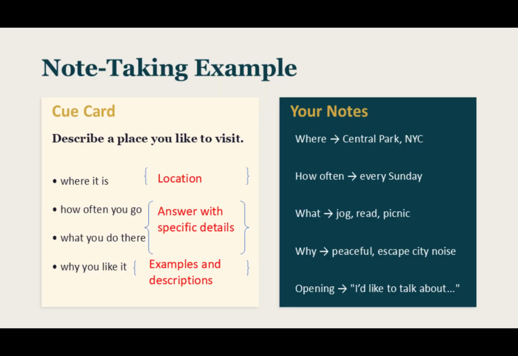Also, where it is, we need to provide our location, right? The next 2 bullet points, how often you go and what do you do there, we need to answer with specific details, right? So be specific, guys, add details. And for why you like to go there, we give our examples or our descriptions, right? Example, peaceful, escape city noise, and things like that.